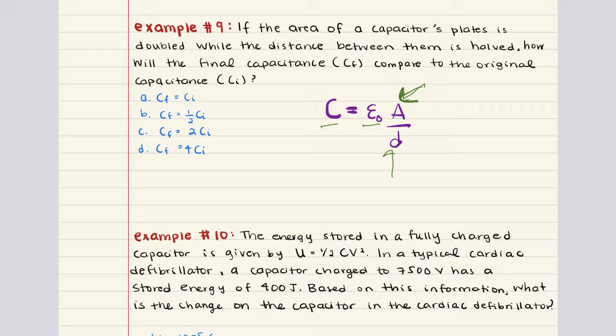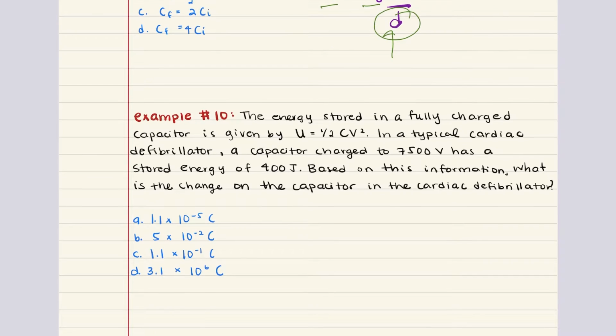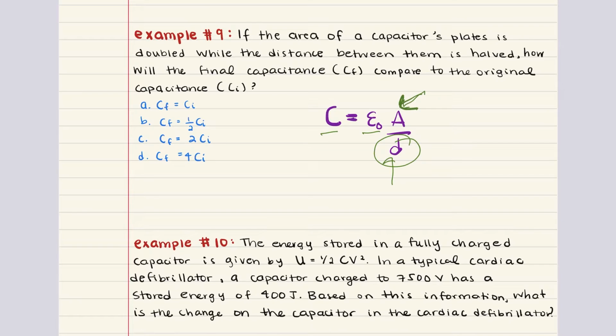A larger plate area allows more charge to accumulate, increasing the capacitance. The capacitance is also inversely proportional to the distance between the plates. A smaller separation between the plates makes it easier for charges to attract across the gap, increasing capacitance. Now that we understand the equation, let's carefully apply the changes that are described in the problem.